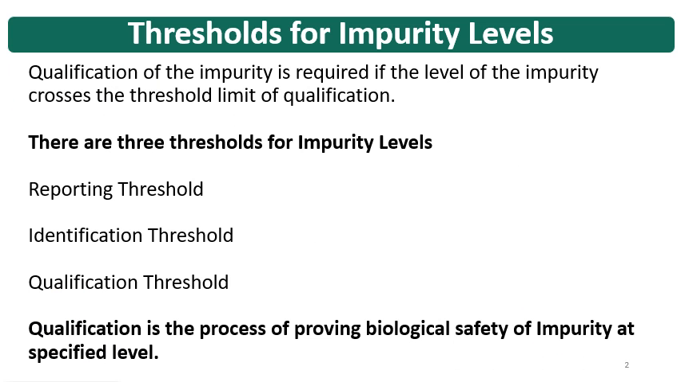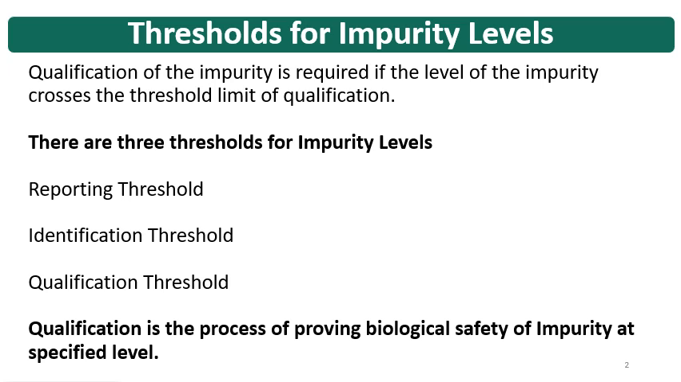So first of all we need to understand the basics of threshold for impurity levels. The three thresholds are the reporting threshold, identification threshold, and qualification threshold. Based on these three thresholds, the impurity limits are given, and if the impurity crosses the qualification threshold, then the impurity needs to be qualified.